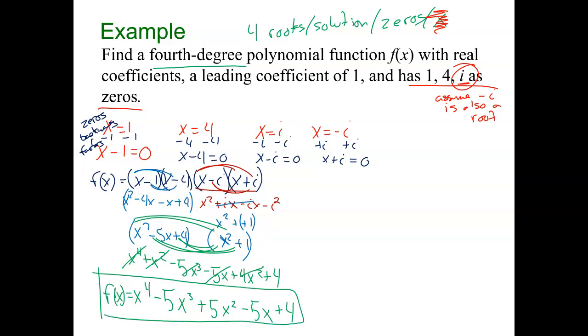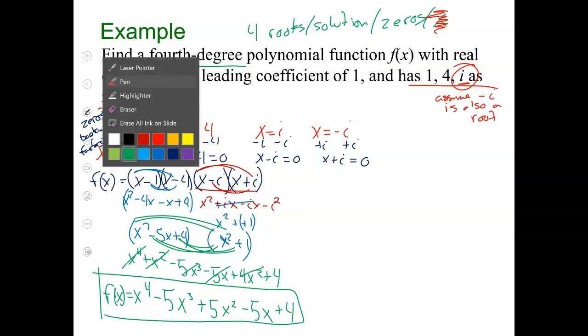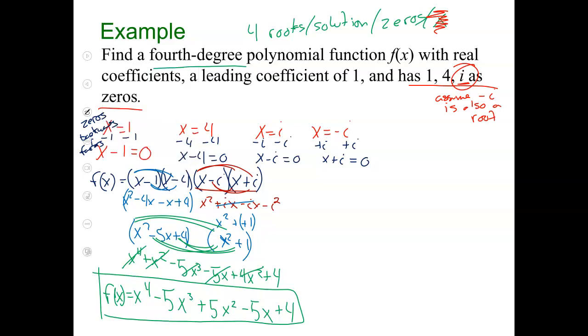So, a 4th degree polynomial that has 4 roots, multiplied all together. Now, that conjugate pair was a little bit nice. I'm going to show you another conjugate pair that's less nice. I mean, I don't have to do the example, but you're going to see it later.